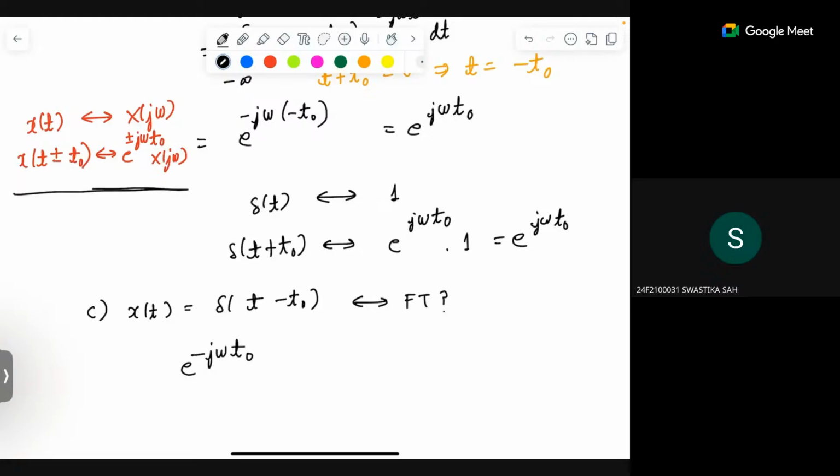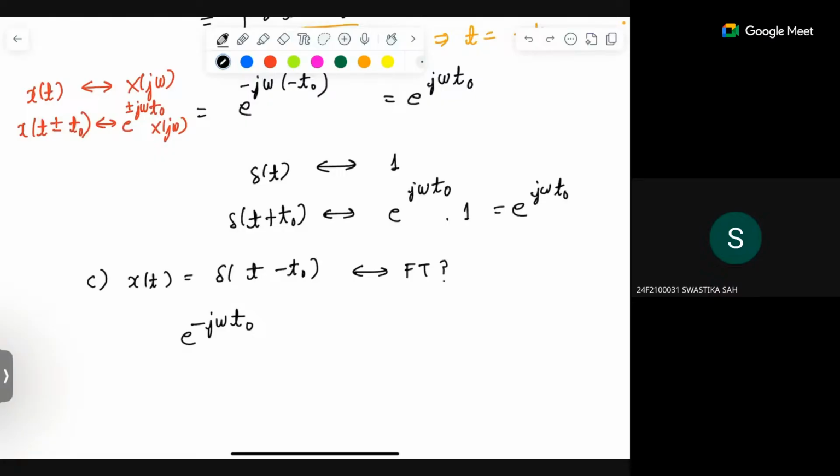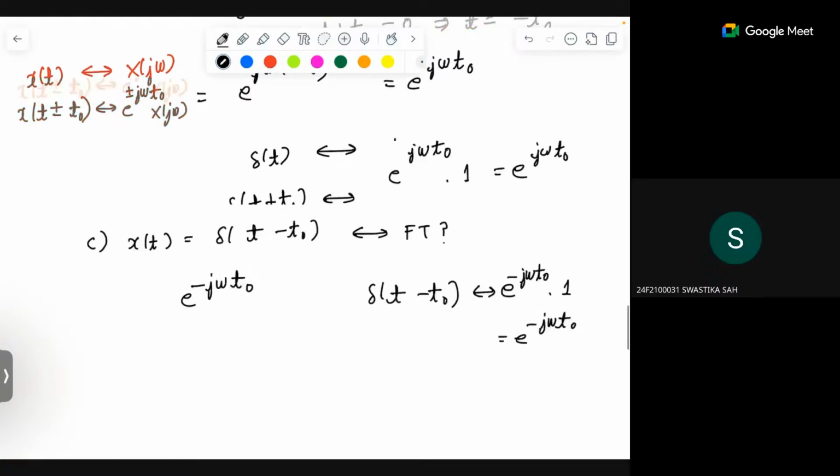We can either use this property or the Fourier transform equation. So let us first see by property. Delta t had 1. So delta of t minus t naught will have e raised to the power of minus j omega t naught into 1, which is e raised to the power of minus j omega t naught. And we can get it by the Fourier transform integral also. Now, third question.